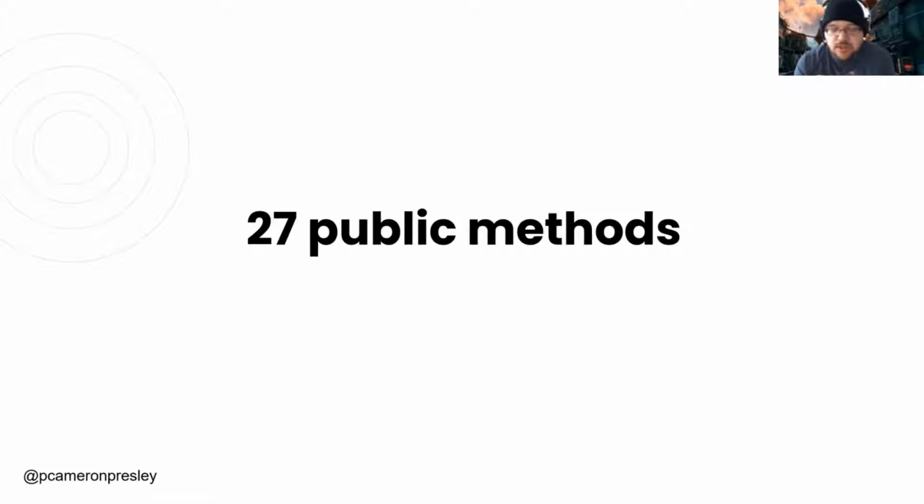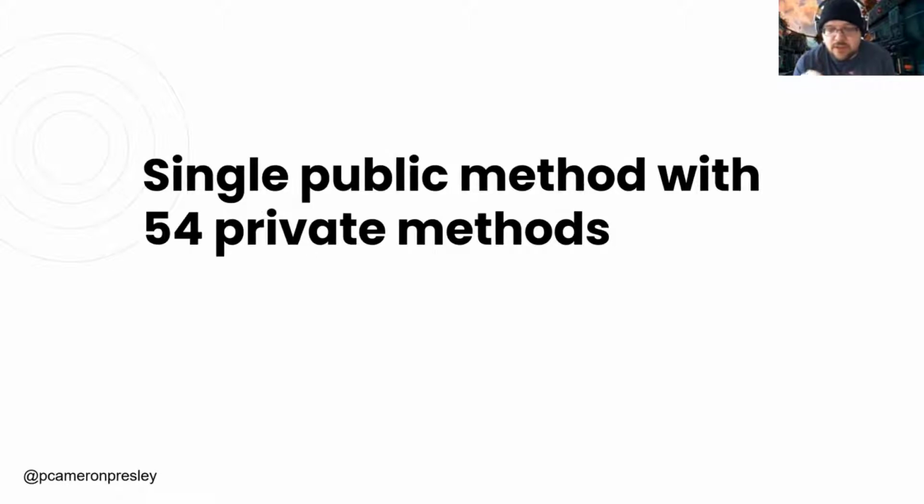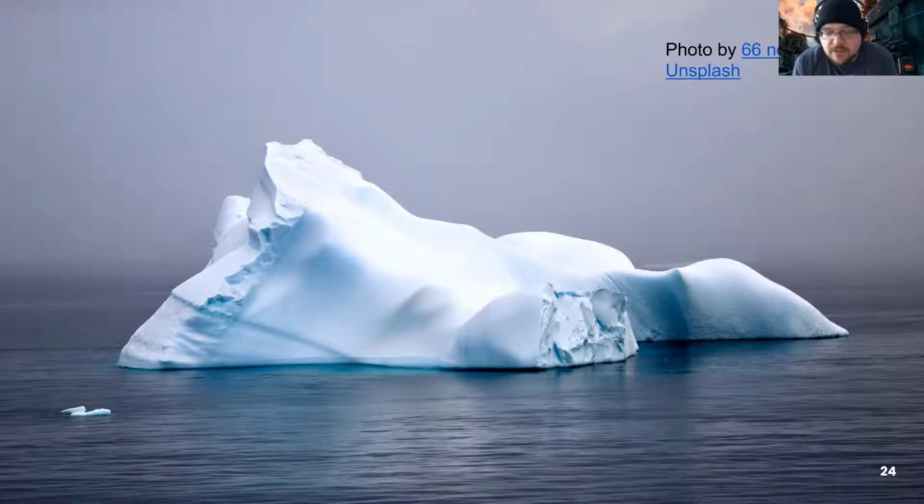Continuing on this thread, there's another symptom that can manifest itself, and it's classes where there's only one public method, but there are a ton of private methods. I chose 54 at random, but it could be any number past 10, really. There's an actual name for these types of classes. I like to call them iceberg classes, because on the surface they seem not too bad of a class, only one public method. But once you peer under the waters and peel back the curtains, you go, oh man, there's a lot of stuff going on here. What's happening?